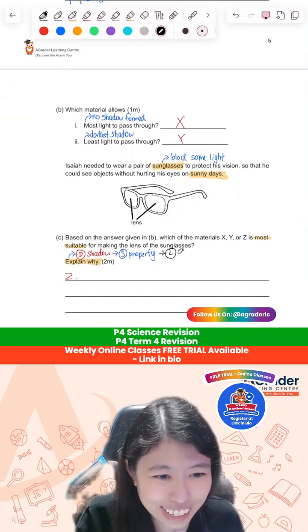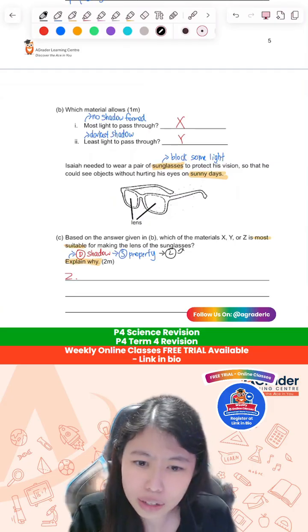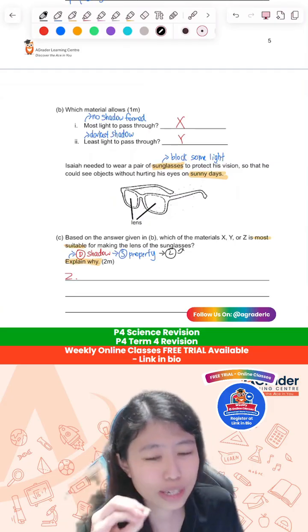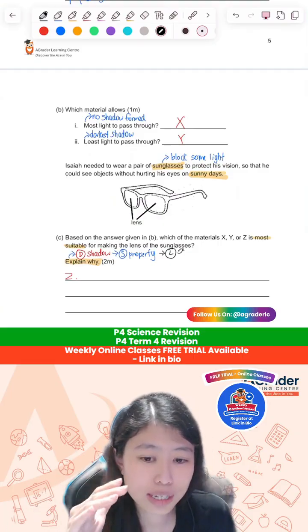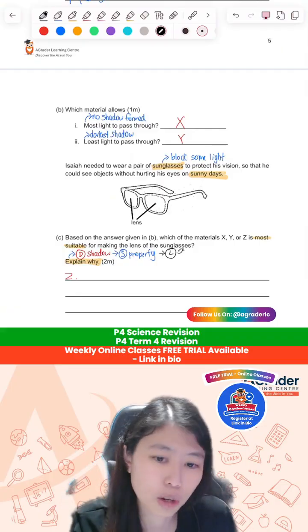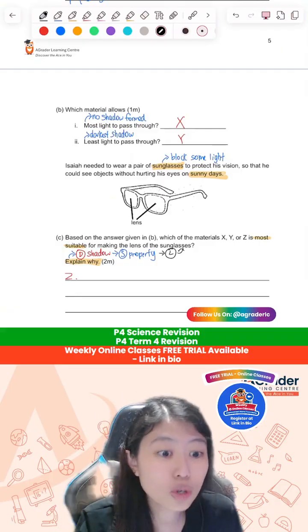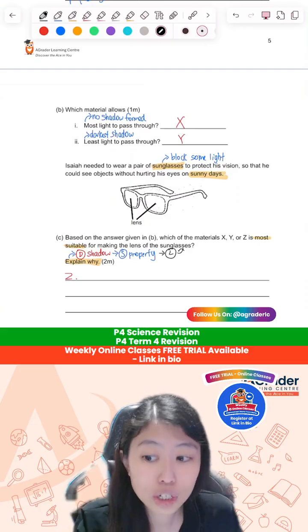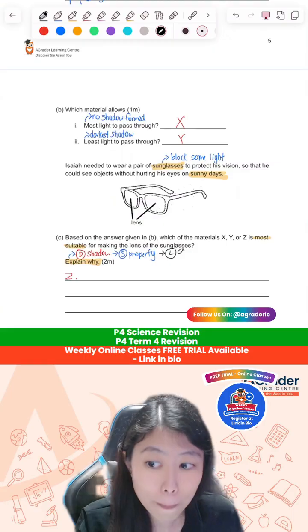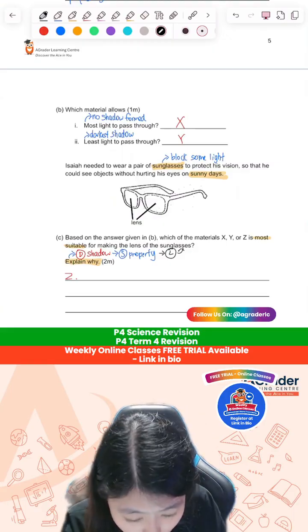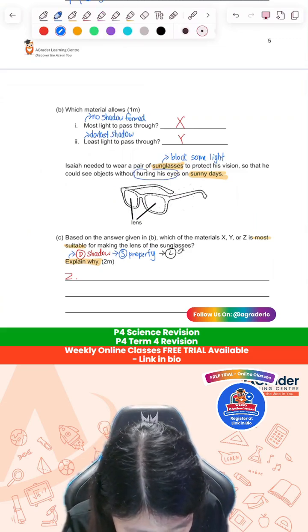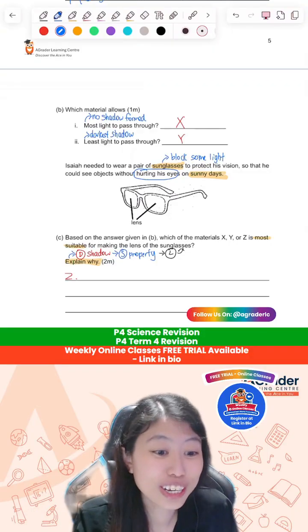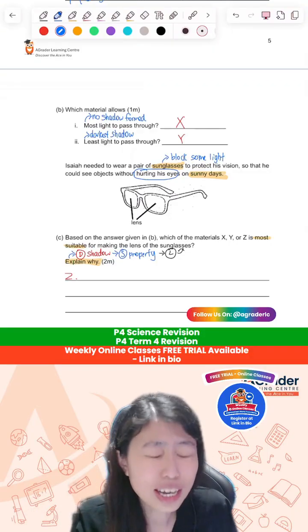Why? Think. As long as you explain logically, you will get your marks. Why must it only allow some light? Why must it block some light? Why cannot it be all light? Yes, so that he's still able to see, and his eyes will not get hurt by the sun. Yes, very good. So he can still see and his eyes will not get hurt.